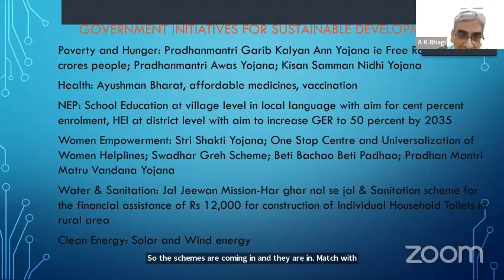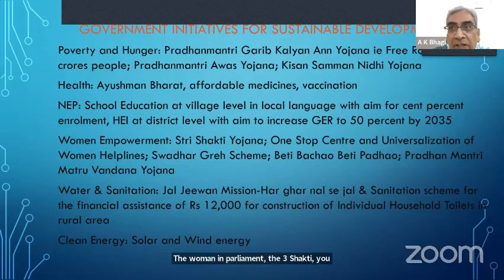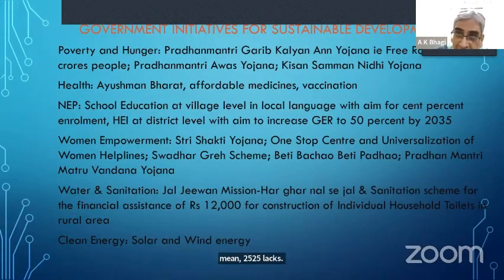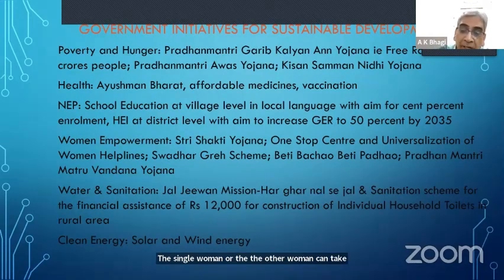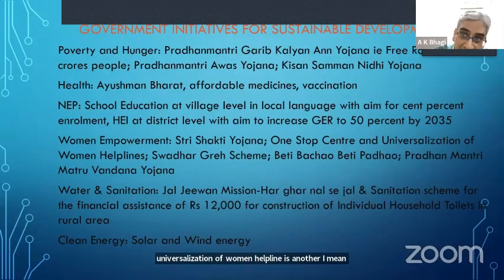On women empowerment, there is the Istri Shakti Yojana, where a single woman or any other woman can take a loan of 25 lakhs at a very low rate. One-stop centers and universalization of the women helpline are another area where India is doing exceedingly well. And through this, crores of people are linked, especially women.